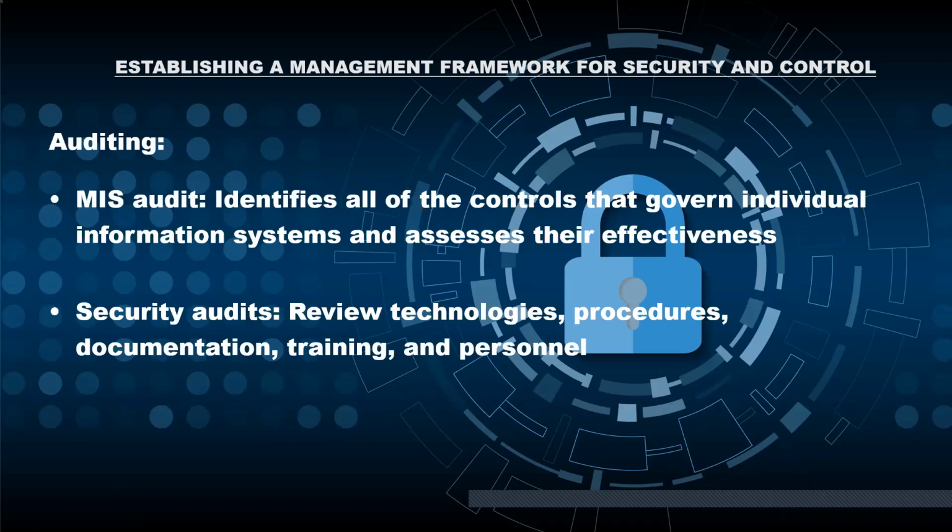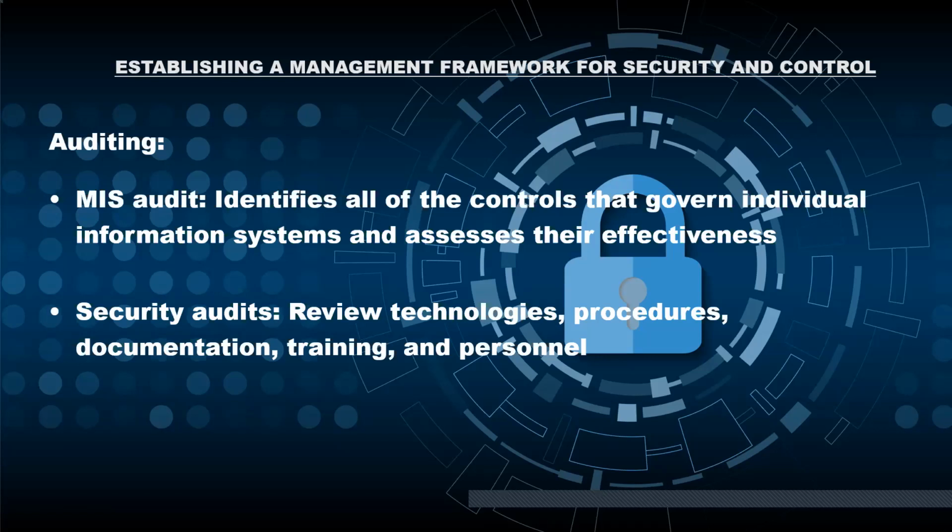So ano naman yung how does the management know that their information system security and control are effective? Dito umaano yung auditing. Ito yung role ni auditing. So there are two types of auditing, the MIS audit and the security audits. Under MIS audit, it examines the firm's overall security environment as well as controls governing individual information systems.